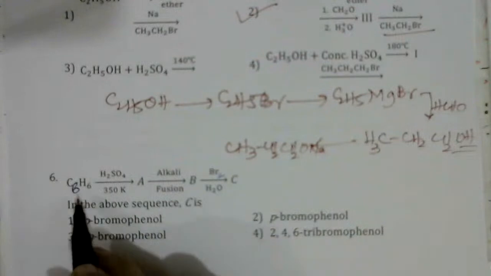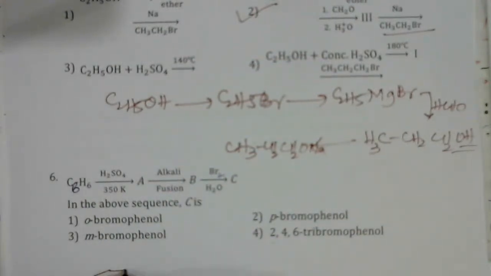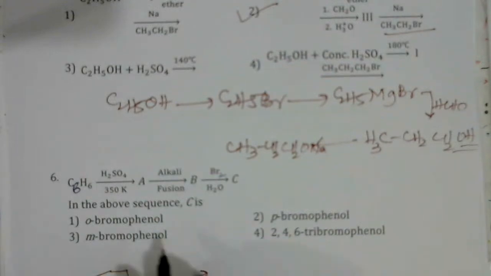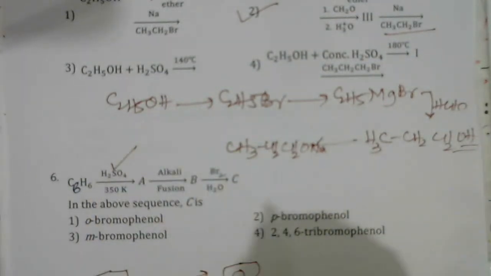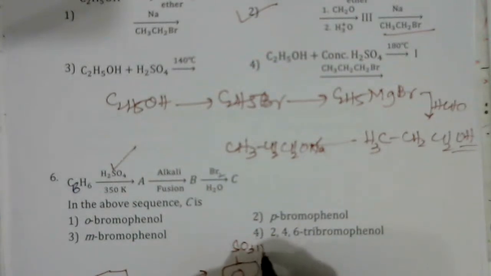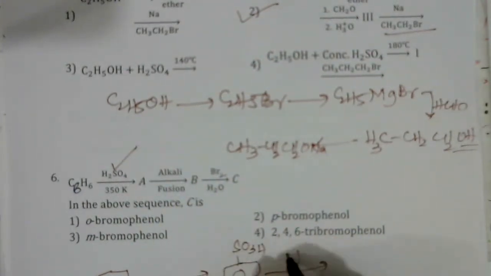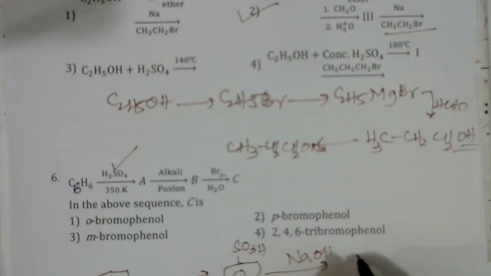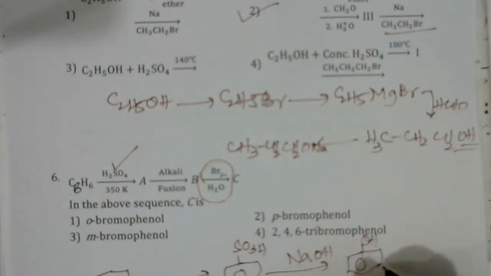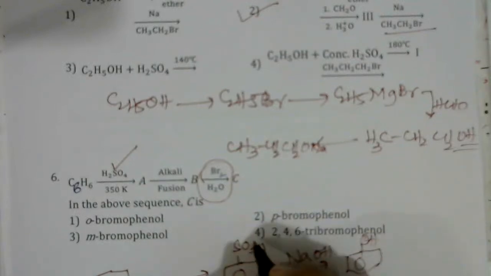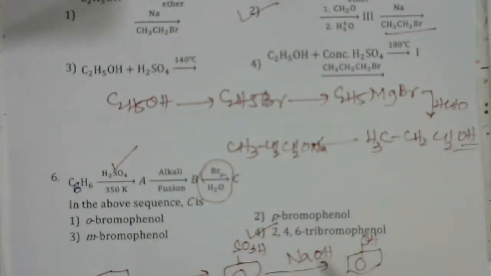Question number 6. Benzene is treated with sulfuric acid, then fused with alkali. Have you remembered what we are going to get, children? We are going to get benzene sulfonic acid, because it is an electrophilic substitution reaction. Further, they said fused with alkali. They are going to heat it. We are going to get the product as phenol. And we know very well that this phenol, when it undergoes bromination in presence of water, we are going to get 2,4,6-tribromophenol. Option number 4.